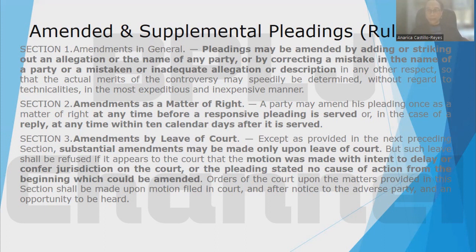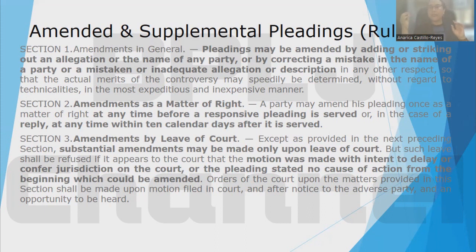Amendments may also be by leave of court, meaning you have to seek permission from the court before you can amend your pleading. Substantial amendments may be made only upon leave of court, but such leave shall be refused if it appears to the court that the motion was made with intent to delay or confer jurisdiction on the court, or the pleading stated no cause of action from the beginning which could be amended.